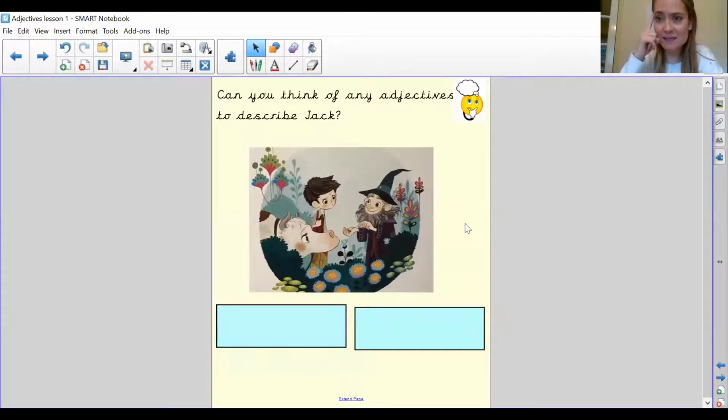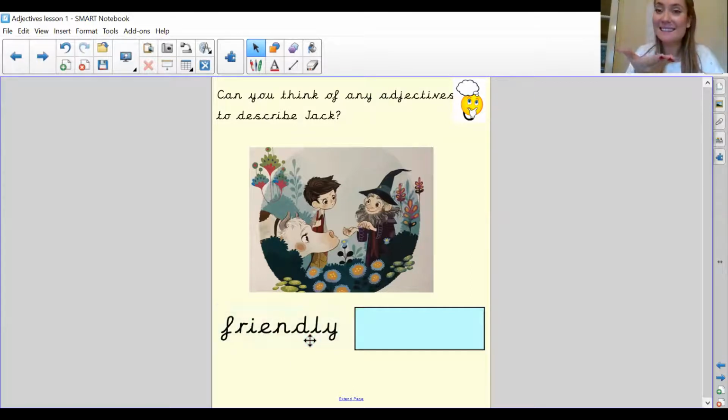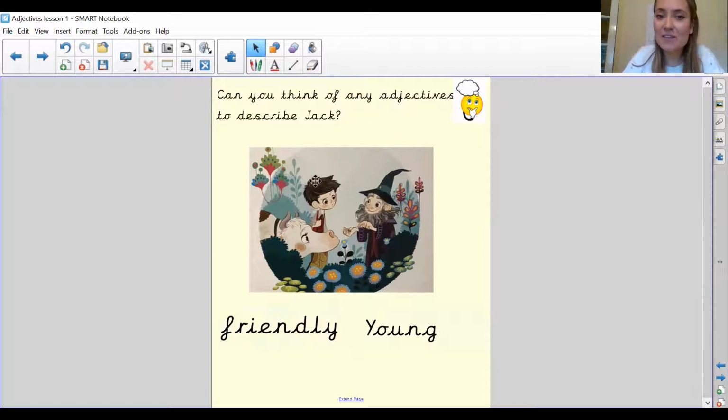Right, have a think in this picture. How do you think we could describe Jack? Can you tell me? Good, I have thought of the adjectives friendly, and I've also thought of the adjective young. Good, because he wasn't very old, was he? He was only young, and he was very friendly because he even chatted to the old man, didn't he?